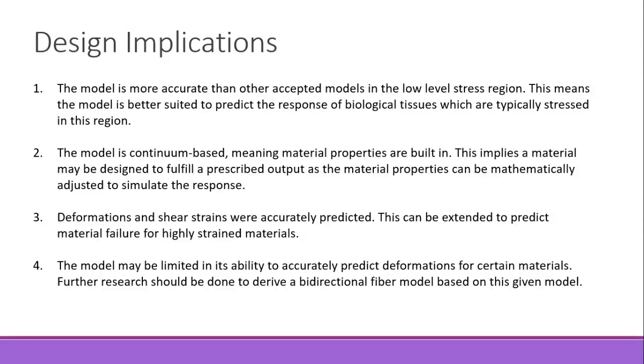Next, deformations and shear strains were accurately predicted. So for highly strained materials, this model would be appropriate for predicting the material failure, because we know under large deformations or large strains, a material will fail, and this model could be used to predict such a failure based on material properties. And fourth, as I mentioned, the model was limited for certain materials based on bending rigidity. So further research should be done to derive a bidirectional fiber model, because that may be more accurate at representing such a material.